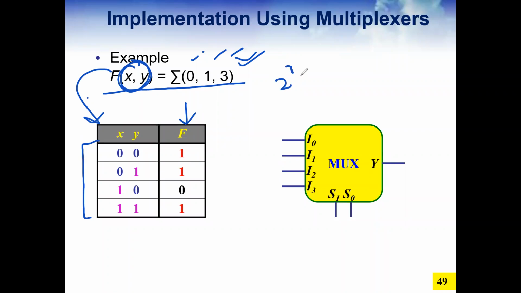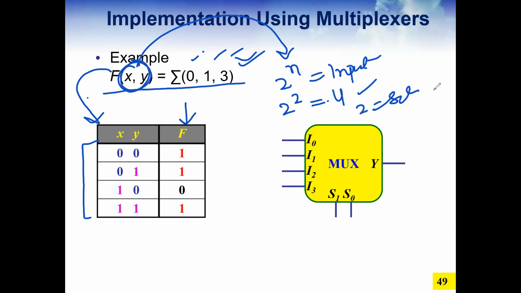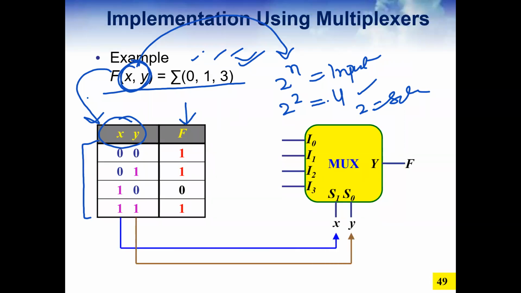So 2 tells you the selection lines, the n value. Like 2 to the power n, we have the number of inputs for the mux. So these 2 are telling you the n value. So 2 to the power 2 is 4. You're getting my point? And n, which is 2, will be the selection lines. So see the design, very simple. You will connect x and y. As I said, this x and y are going to connect with the selection lines. 2 inputs, that is 2 selection lines, are connected like that.